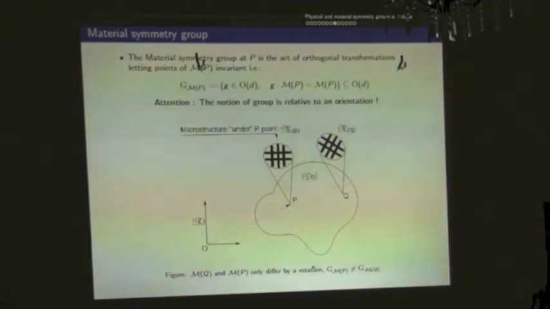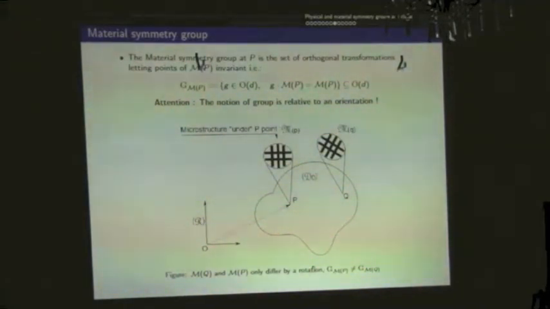So, okay, I got a rotation. Okay, I keep the rotation. I got a mirror. Perfect. I keep the mirror. So you make a set, which is a subset of your orthogonal group, and much more than just being a subset, it will preserve the group structure. So your symmetry group is a subgroup of the set of all your transformations. Okay, but the point, which is very important, is that a group is relative to an orientation.